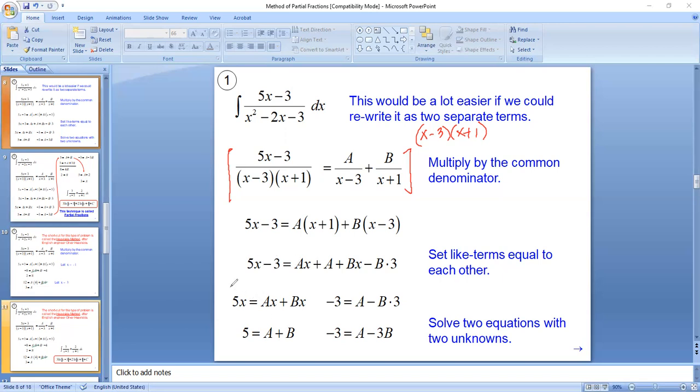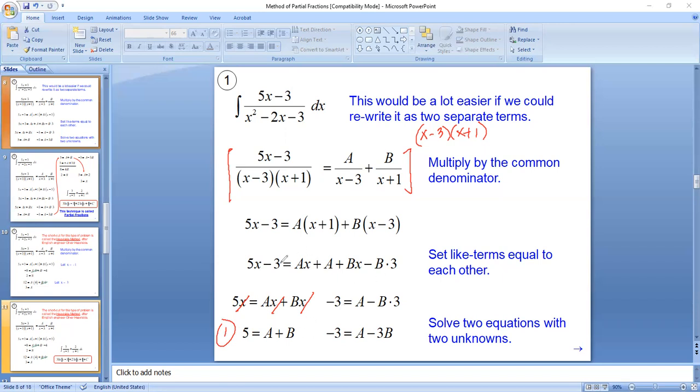So we have 5x on the left, and we have ax plus bx on the right. You copy the signs of the term. So it's positive here, so we copy. Then you drop all the x's, or you drop all the x squared, or you drop all the x cubed. This is one equation. 5 is equal to a plus b.